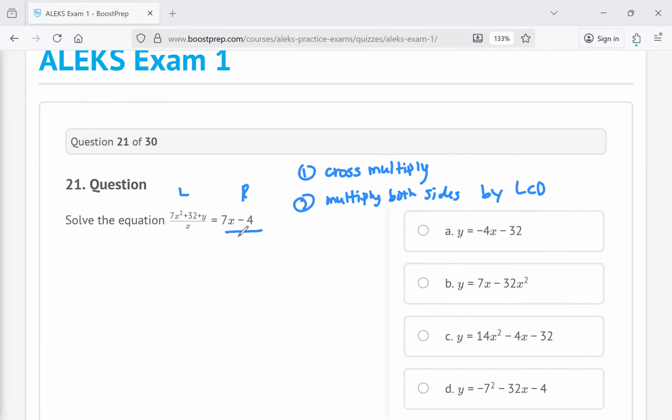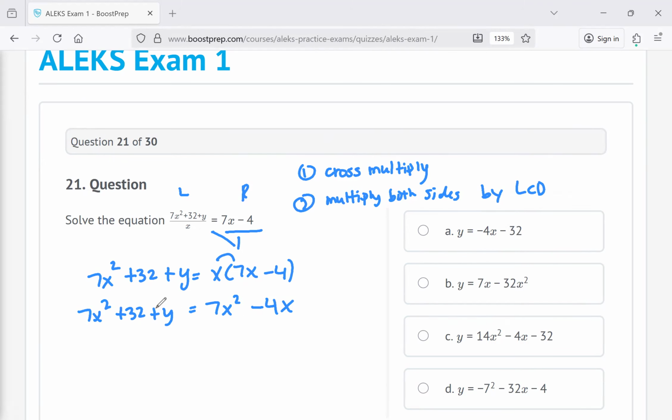So the 7x minus 4 has a denominator 1. So go ahead and cross multiply. 1 times that is itself. And then x times 7x minus 4. Okay, go ahead and fill this out because x times 7x is 7x squared. X times -4 is -4x. And then this is going to be 7x squared plus 32 plus y. They're saying solve for y. So let's do that. The y is right here.